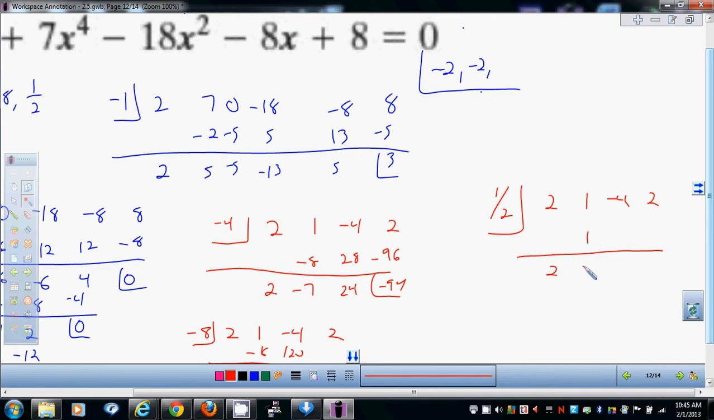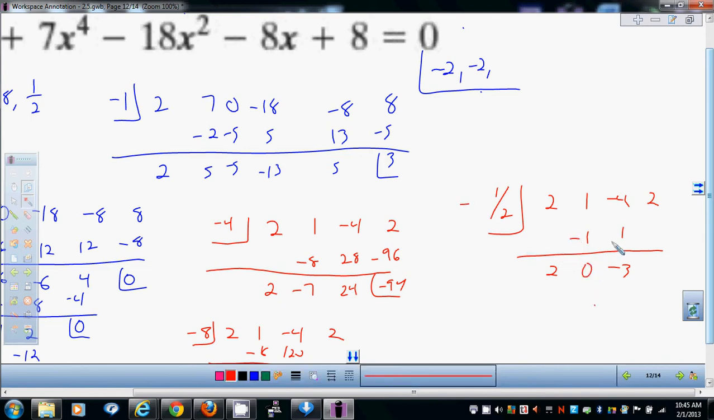Wait, but maybe negative 1/2 works. That'll make that a negative 1. That'll make that a 0. That'll make that a 0. That'll make that a negative 4. And that, oh no. Dang it. What a tease. Negative 1/2, you're a jerk.